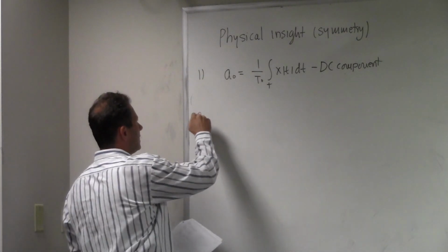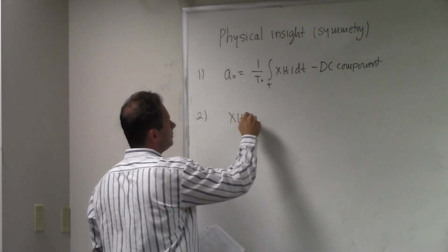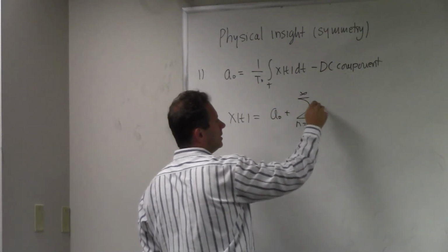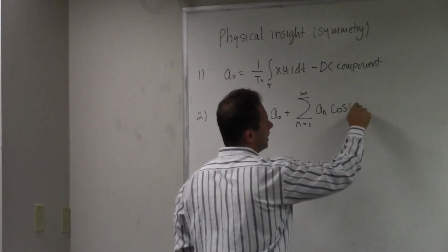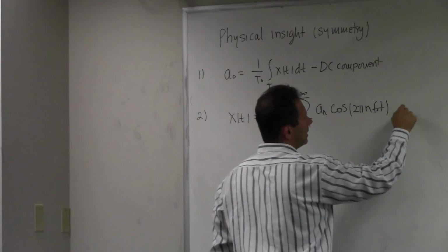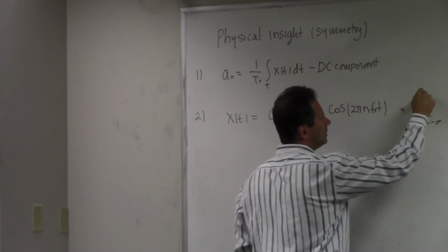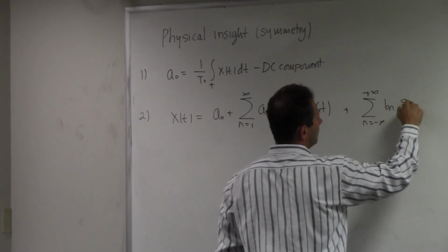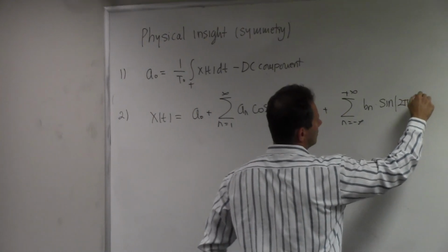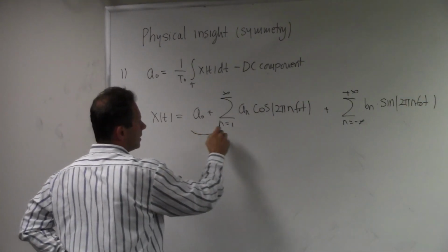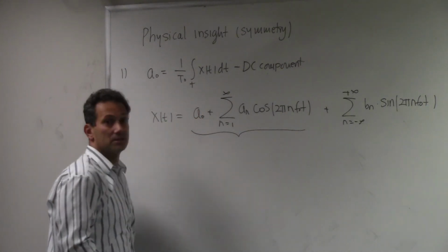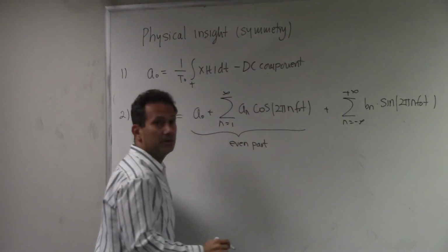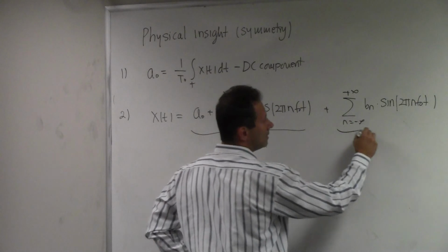the first hint. The second hint is if you look at x of t, then this is what we know. It's the sum when n goes from 1 to infinity of an cosine 2 pi n f0t, plus the sum when n goes from 1 to infinity of bn times sine 2 pi n f0t. Now this part here is built out of even functions, so this is an even part, or even building blocks. This part here is the odd part.